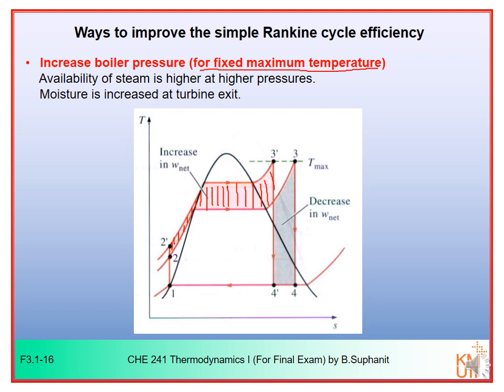So you can see that when you compare with the original cycle here, you have the gray area, which is the decrease in W net. Gray area here represents the decrease in W net. And the disadvantage that you get in this choice would be you also produce more moisture at the turbine exit as well, because X4 prime is less than X4. It means that we have more liquid formation at the turbine exit.